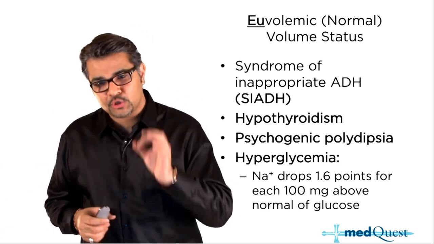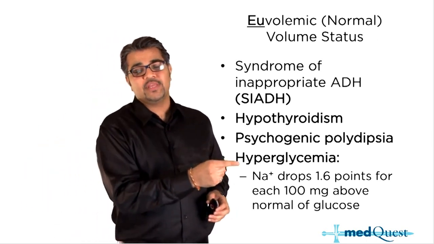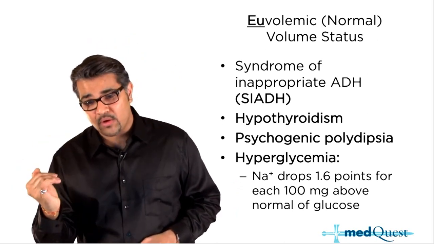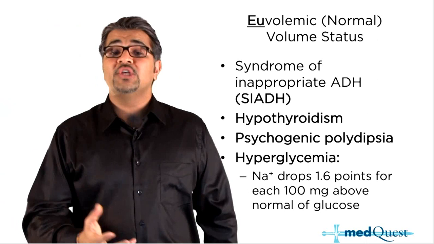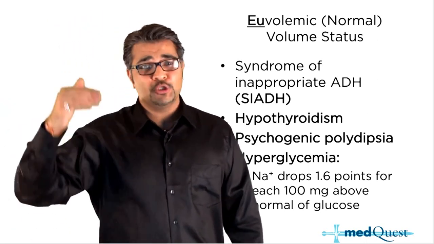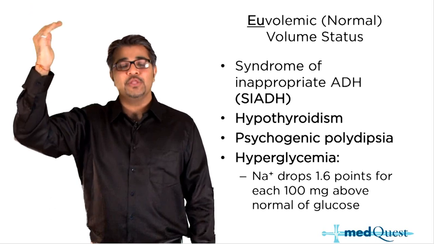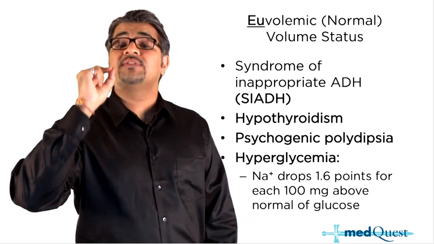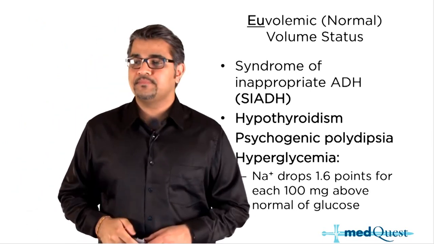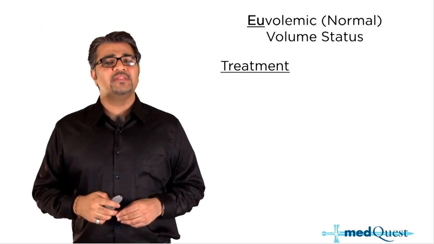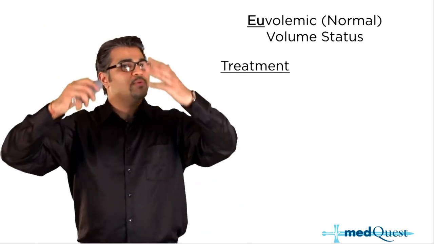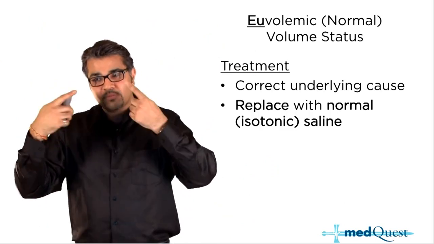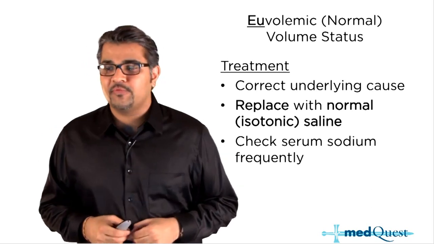Now, in hyperglycemia, your sodium is going to drop 1.6 points for each 100 milligrams of glucose above the normal value. That's right, the sodium will go down 1.6 points for every 100 above normal. So if you have patients that present to you with DKA, the glucoses are going to be in the 800s, and their sodiums are going to be very, very low. Remember, these are caused by the hyperglycemic effect. You have to correct for them based on this equation. Now, how do you treat patients who have a euvolemic status but they have hyponatremia? Just like with all the rest, correct the underlying cause. Replace them with normal isotonic saline. The sodium levels will come back up, and check the serum sodium frequently.